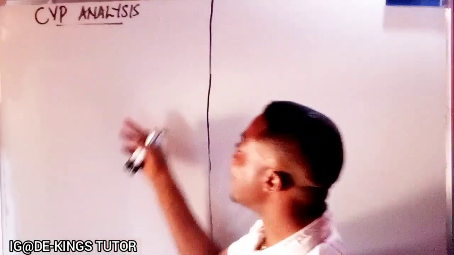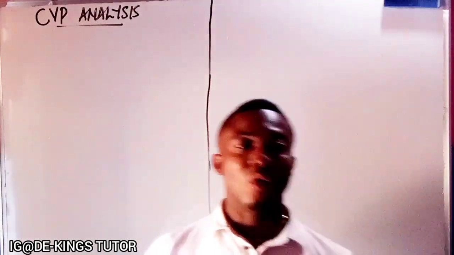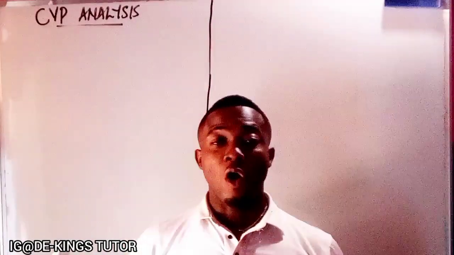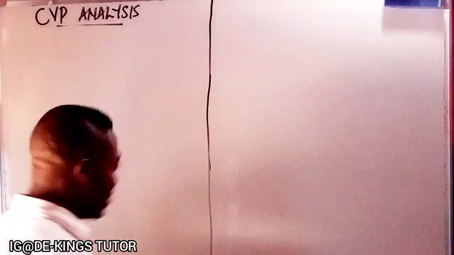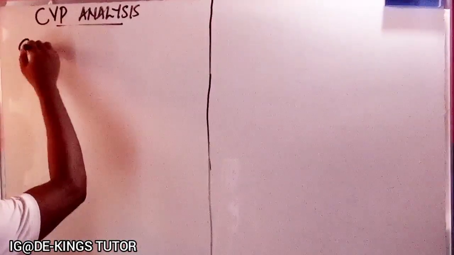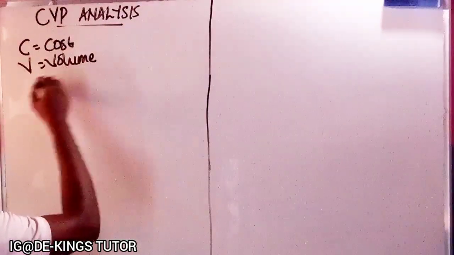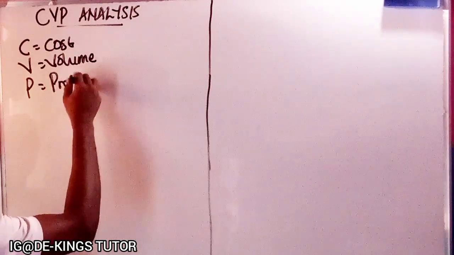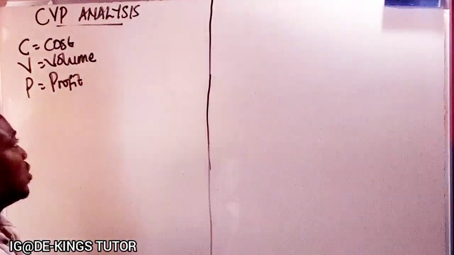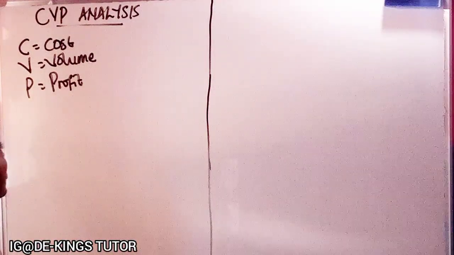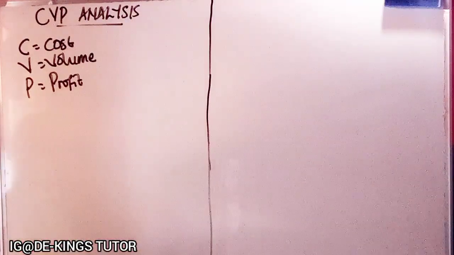Okay, now today we want to see the CVP analysis. The CVP analysis tends to look at how the cost and the profit change as a result of changes in the volume of activity. The C stands for cost, the V stands for volume, and the P stands for profit. The CVP analysis is a technique whereby we study the behavior of the profit as a result of changes in the cost and prices.